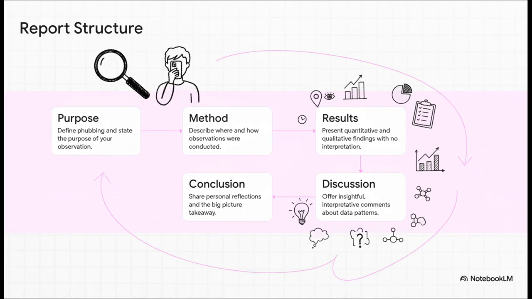It kicks off with the purpose, what you studied and why. Then comes the method, how and where you did it. After that, you present the raw results. We're talking just the facts. The discussion is where you get to interpret those facts. And finally, the conclusion shares the big takeaway. It's the standard way to tell the story of your data.